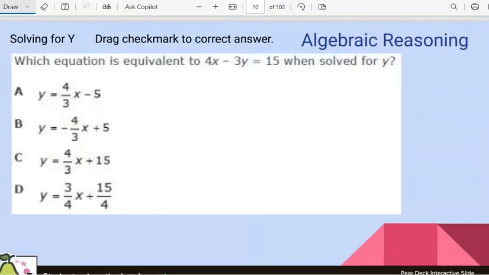Try this example. Solving for y. Which equation is equivalent to 4x minus 3y equals 15 when it is solved for y? Pause the video and try this one out. The correct answer is answer choice A.